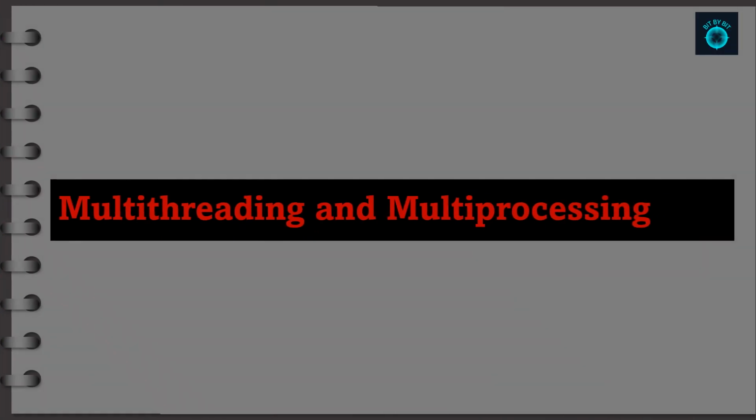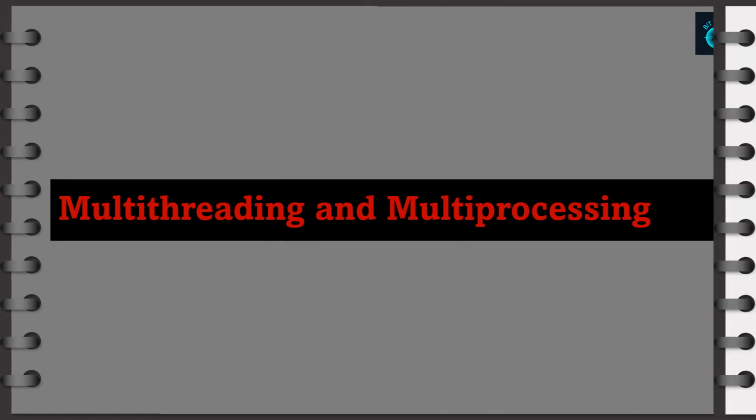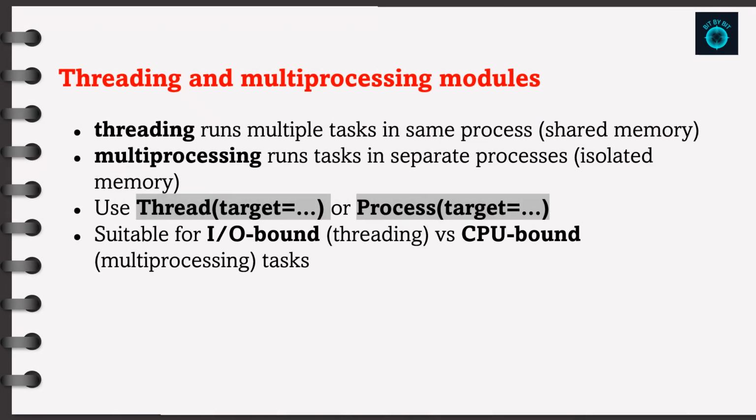Multithreading and multiprocessing. Threading and multiprocessing modules. In Python, when we want to run multiple operations at the same time, we can use either the threading module or the multiprocessing module. Let's start with threading. It allows you to run multiple tasks within the same process, which means threads share memory and state. This makes it efficient for input-output bound tasks, like reading files or handling network operations.